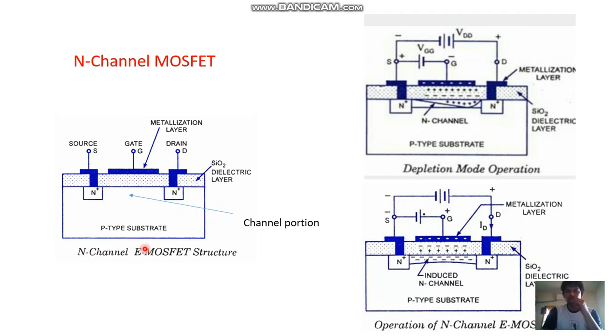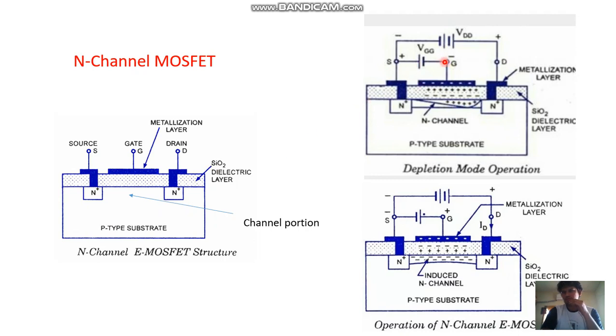So this is called N channel, whereas in this case, there is already some channel. Even if you are applying gate voltage or not, there is some channel. So this is called on MOSFET and this is called off MOSFET.